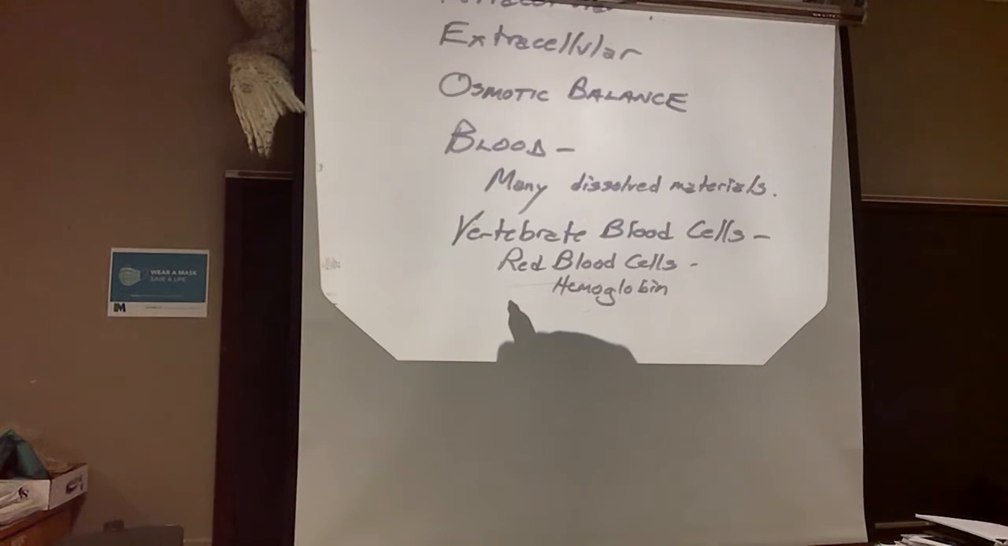Red blood cells, also called erythrocytes, which, here's the surprise, is Latin for red cells. White blood cells called leukocytes, which leuka is kind of an off-white, but it's a white.